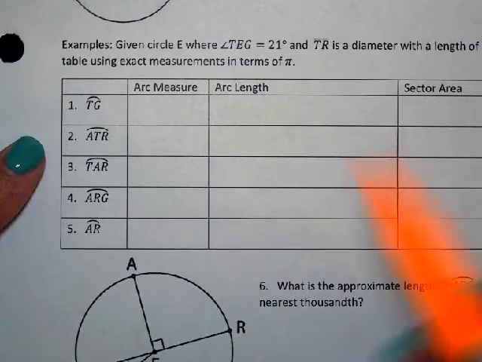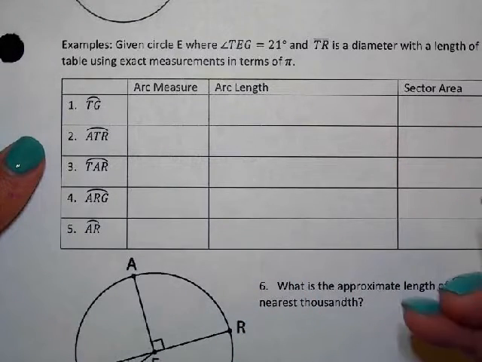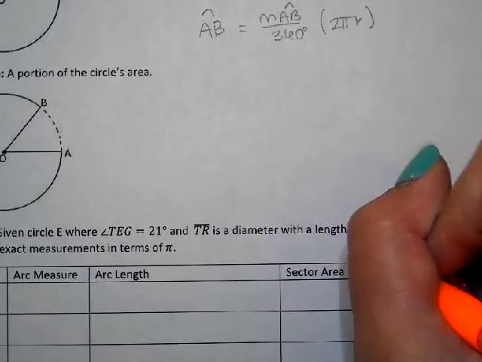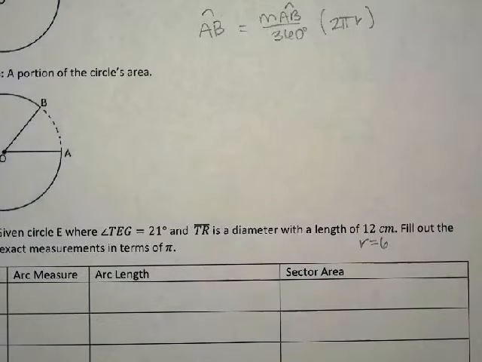So if the diameter is a length of 12, then what's the radius? 6. Okay, so I'm going to write radius equals 6. Fill out the table using exact measurements in terms of pi. So exact measurements in terms of pi.